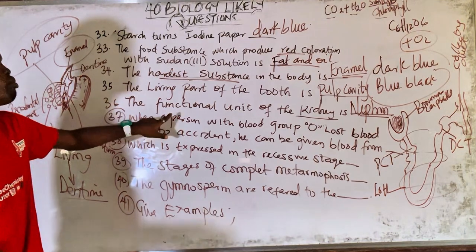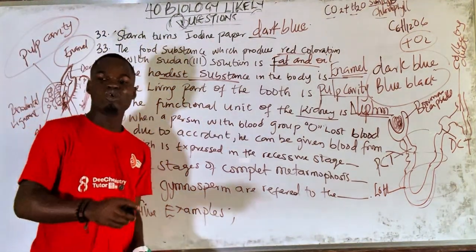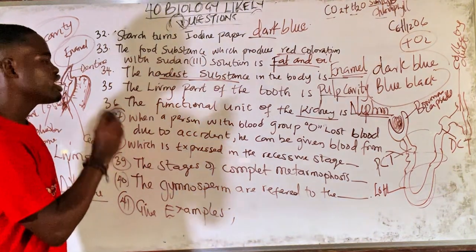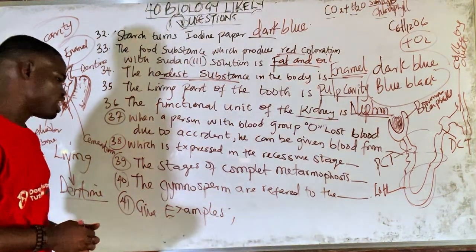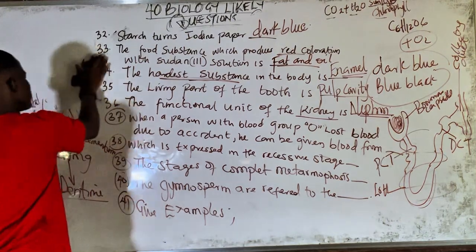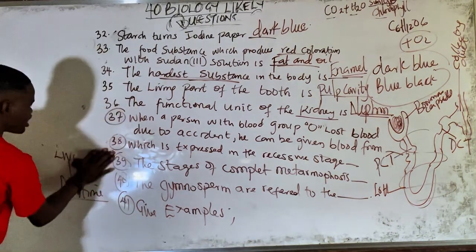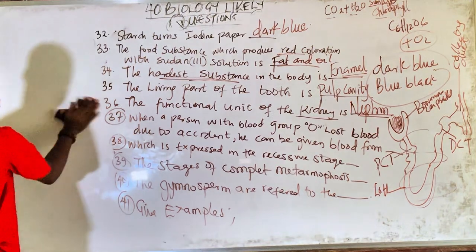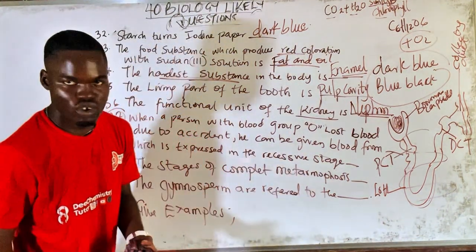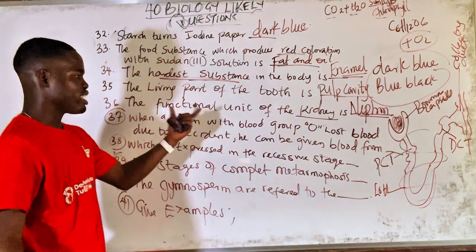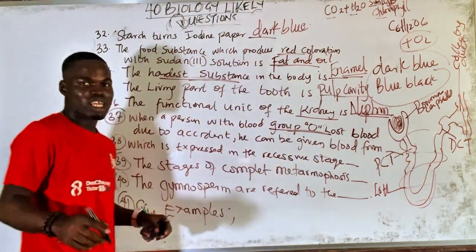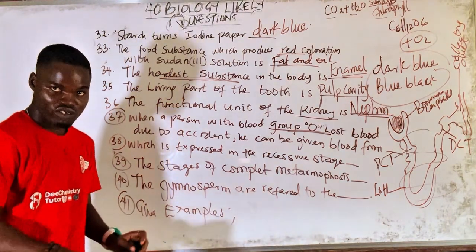So when a person with blood group O lost blood due to an accident, he can be given blood from dash. Now this, I must explain this way. First of all, you must know that when we talk about donation, there must be a receiver and there must be a donor, right? Imagine this guy has blood group O. That means he is the one who wants to receive, right?